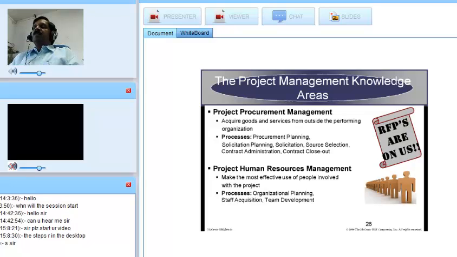So what are the processes here? The procurement planning, the solicitation planning, getting your vendors, getting the quotations, getting the tenders, finalization, source selection, the overall contract administration, and the contract closeout. All these things will form part of procurement management.